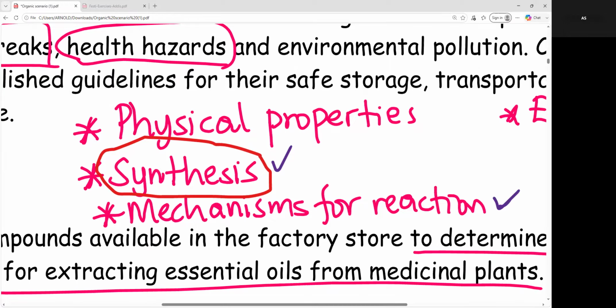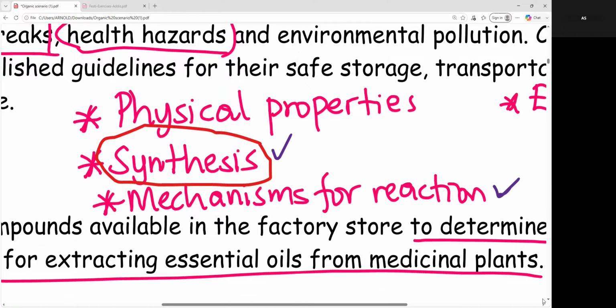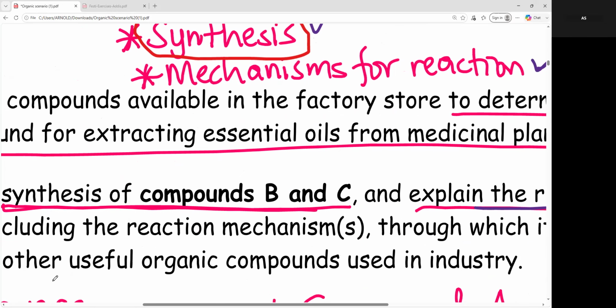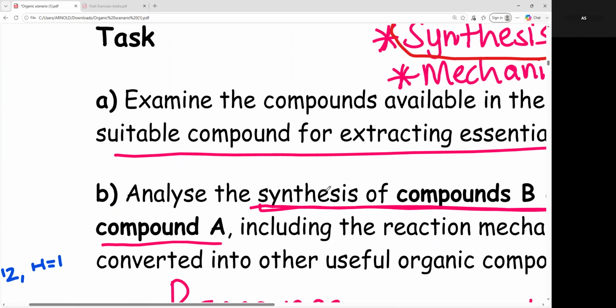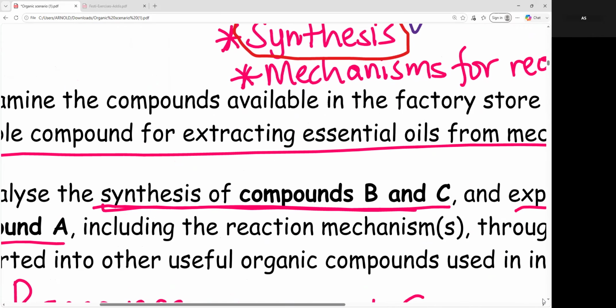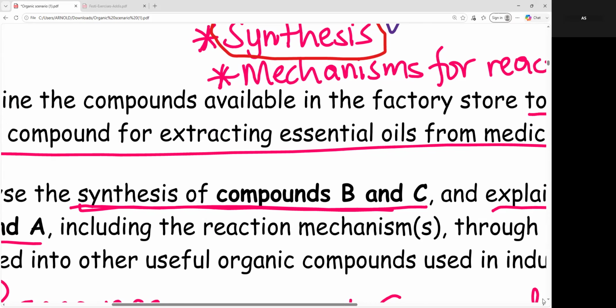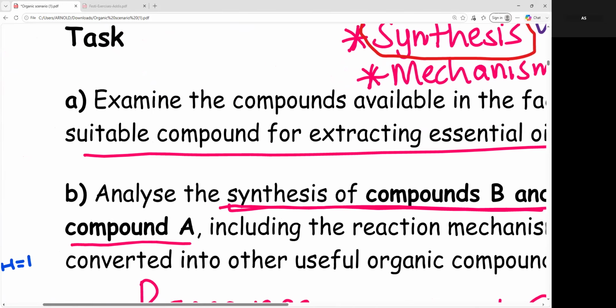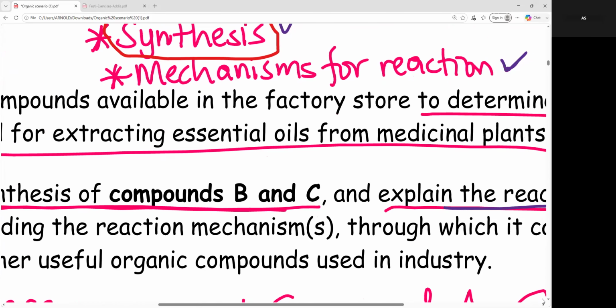So, what has the item highlighted in this case? I think it did not specify, but besides that, analyze the synthesis of compounds B and C. We have done that. We have synthesized them and we have even named them so we know what they are. And explain the reaction or reactions of compound A, including the mechanisms.